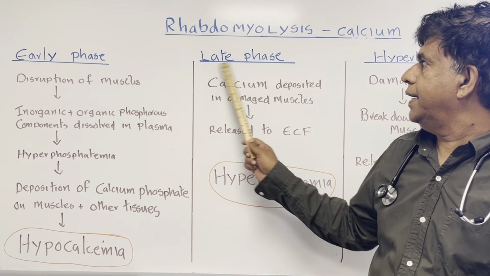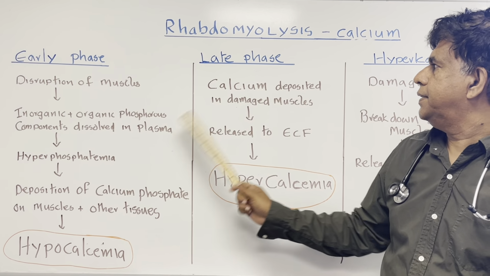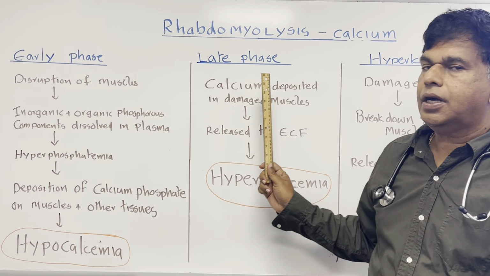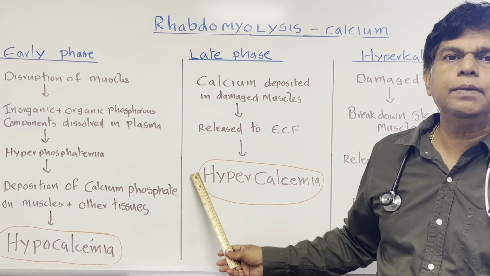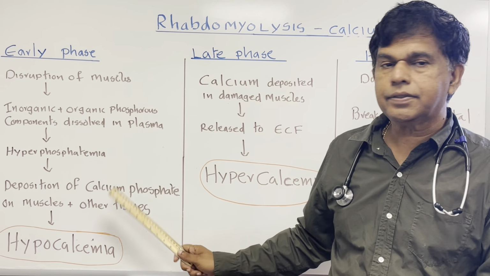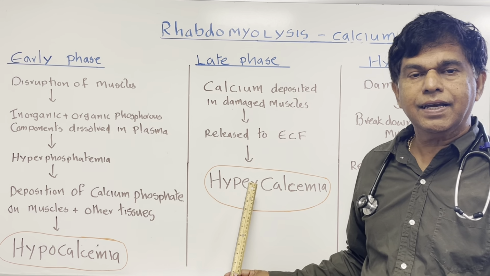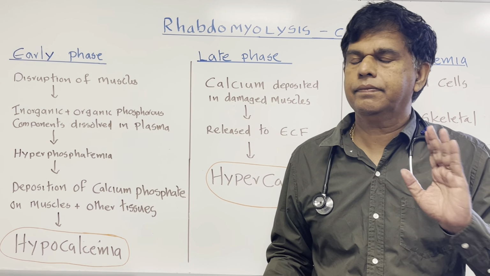And then there is a late phase. What happens in the late phase? You've got calcium deposited in the damaged muscles, right? This, because of the hyperphosphatemia, starts releasing into the ECF or the plasma, and then it causes hypercalcemia, my friend. Okay? So what happens? You started treating hypocalcemia, you've got hypercalcemia already developing, you give him more calcium, the patient is going to have arrhythmia, and they're going to die.